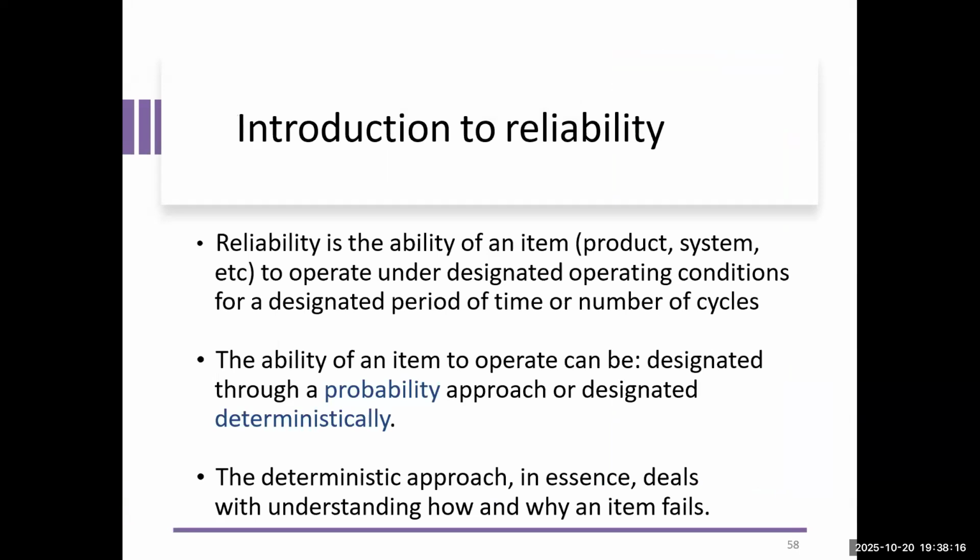Reliability is a simple but powerful concept. It is the ability of any item, a product, a component, or an entire system to perform its required function under stated conditions for a specific period of time. We can look at this ability in two ways. One way is the deterministic approach, asking how and why something fails, focusing on the physical mechanics. But for a quantitative risk analysis, we use another, probabilistic approach, which allows us to assign a numerical measure to that ability.